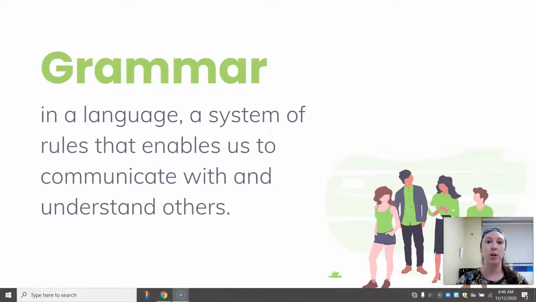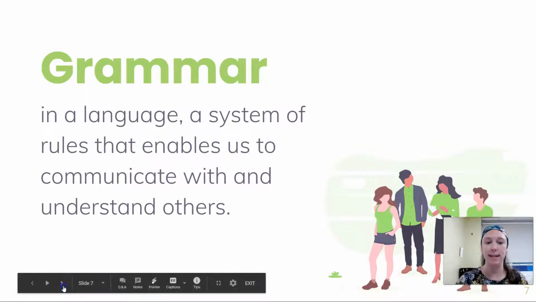Now that we've talked about phonemes and morphemes, we're going to move on to talking about grammar, semantics, and syntax. So the overarching definition of grammar is, in a language, a system of rules that enables us to communicate with and understand others. And there are a couple of different categories of grammar that we're going to look at in a little bit more detail.